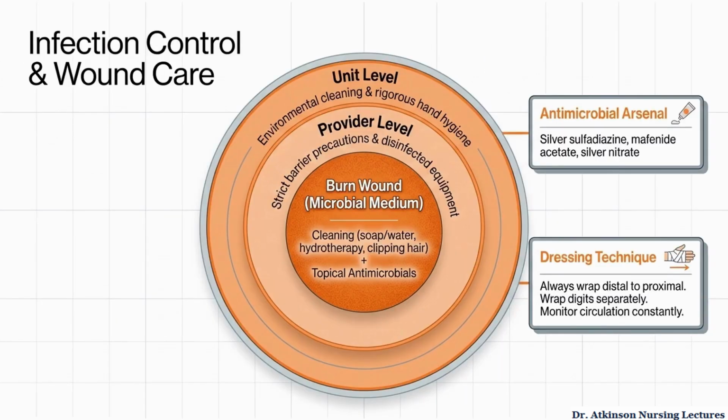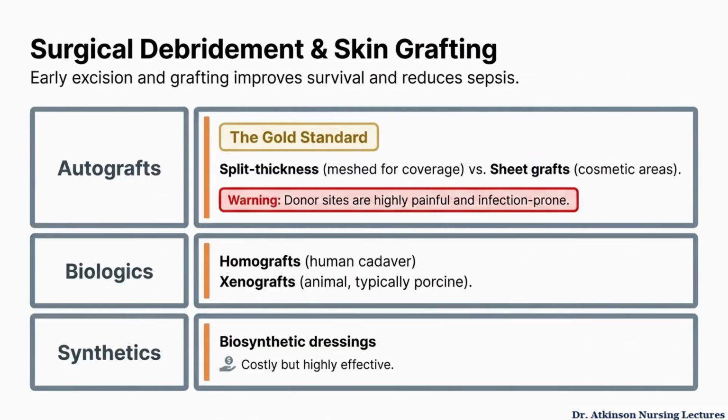A burn wound is a perfect medium for microbes, so wound care means soap and water cleaning, hydrotherapy, and clipping hair, backed by topical antimicrobials like silver sulfadiazine, mafenide acetate, or silver nitrate. Always wrap dressings distal to proximal, wrap digits separately, and monitor circulation constantly. Early surgical excision and grafting improves survival and reduces sepsis. Autografts are the gold standard: split-thickness meshed grafts for coverage or sheet grafts for cosmetic areas, while homografts, xenografts, and biosynthetic dressings serve as biologic alternatives.